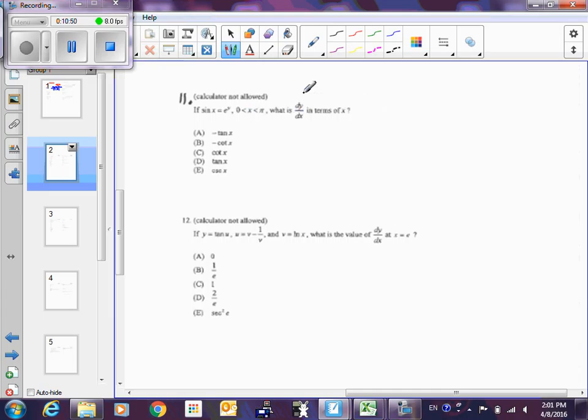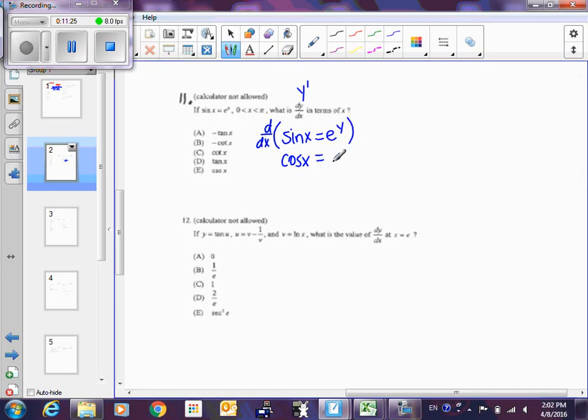All right, so if we're finding dy over dx, remember that's the same thing as y prime. If you have an equation like this, sine x equals e to the y, and you're trying to derive with respect to x, this is what we call implicit differentiation. I'm going to show you how to get out of that in a minute. I'm going to do it a different way, but let's go ahead and go with this for now. Derivative of sine x, that would be cosine x.